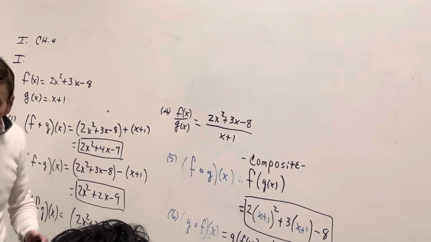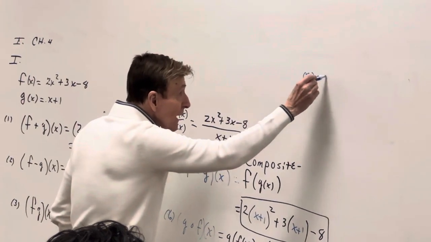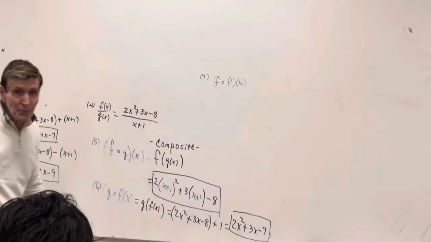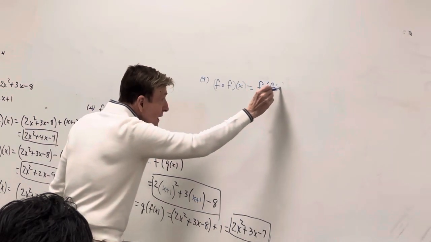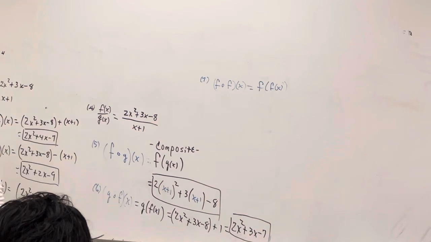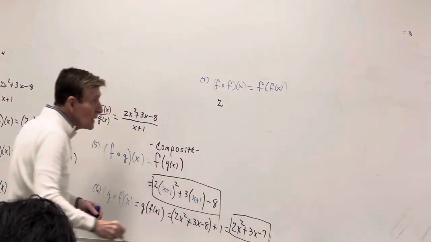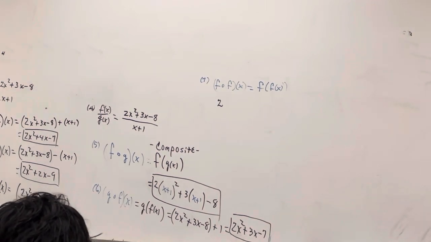Number 7, Rena, did that? I asked you to do another one. F of F. F composed with itself, or composite, which by definition means this: f of f of x. Translated, you're placing f right back into itself. What's it going to look like? Here we go. 2 times, and do not let me make a mistake here. I'm taking f right back into itself, so I'm replacing the x's with the original function. Okay, so that first one's going to be 2x squared plus 3x.